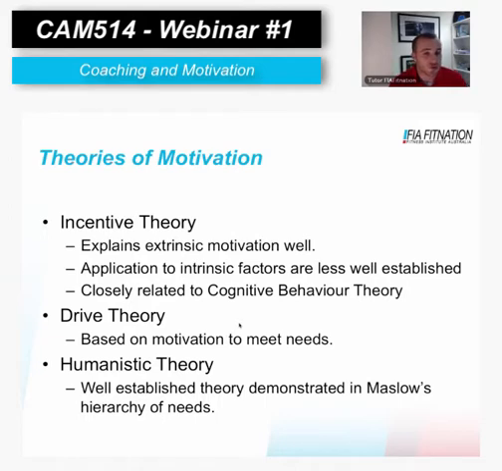This theory is quite closely related to the cognitive behavior theory, which looks at behavior change. And that theory is that if you're rewarded for a behavior, then you will repeat it. So linking those two theories together can be a very effective way of trying to change your client's behavior. We'll look at that cognitive behavior theory a little bit later on.